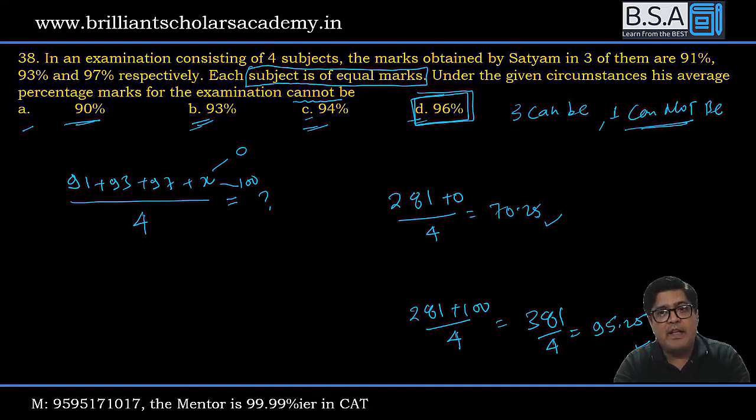Decimal marks can be there, no? When marks are equal in every exam, we say the total percentage or overall percentage is the average.